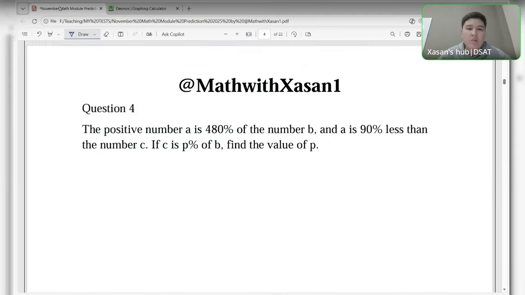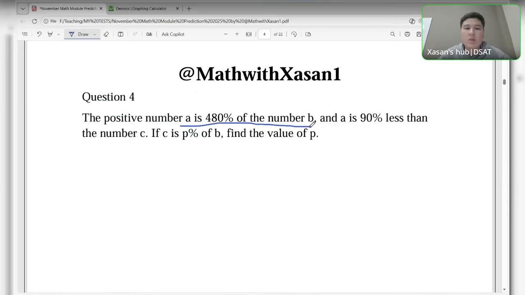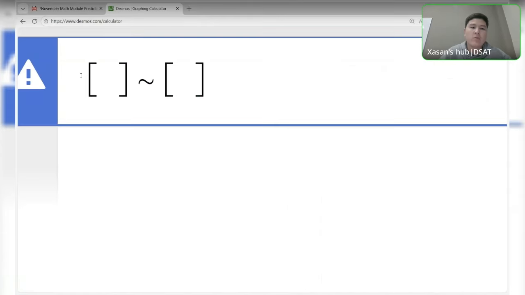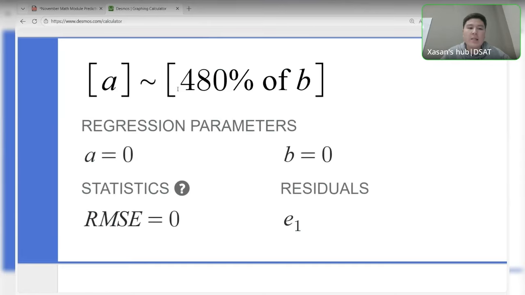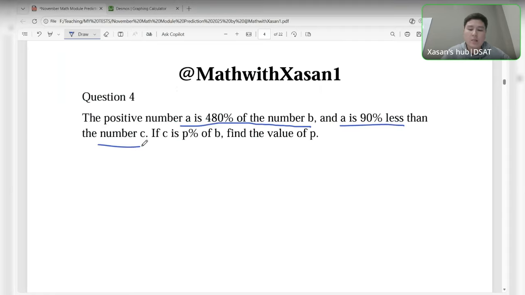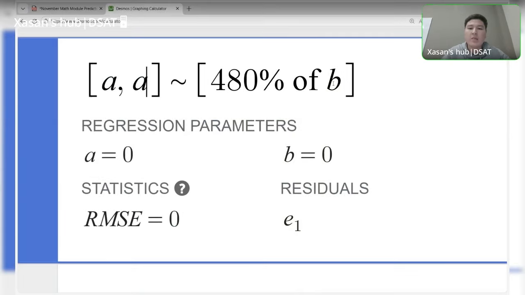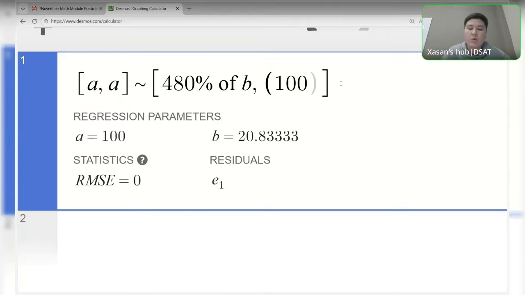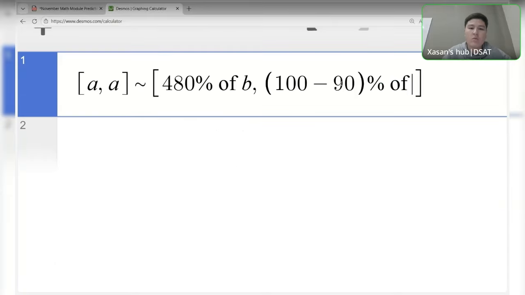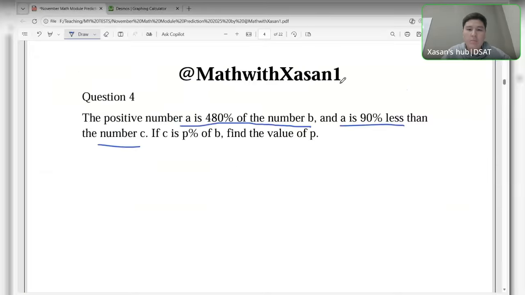So the positive number A is 80% of the positive number B. Okay, guys, what we'll do, we're going to use these square brackets, which are used to equalize two things. For example, here we have A, which is equal to 48% of the number B. And then A is 90% less than the number C. So again, guys, A is 90% less. If it is 90% less, use this thing, 100, which is the original percent, subtracting 90, percentage of what? We got C. That's all.